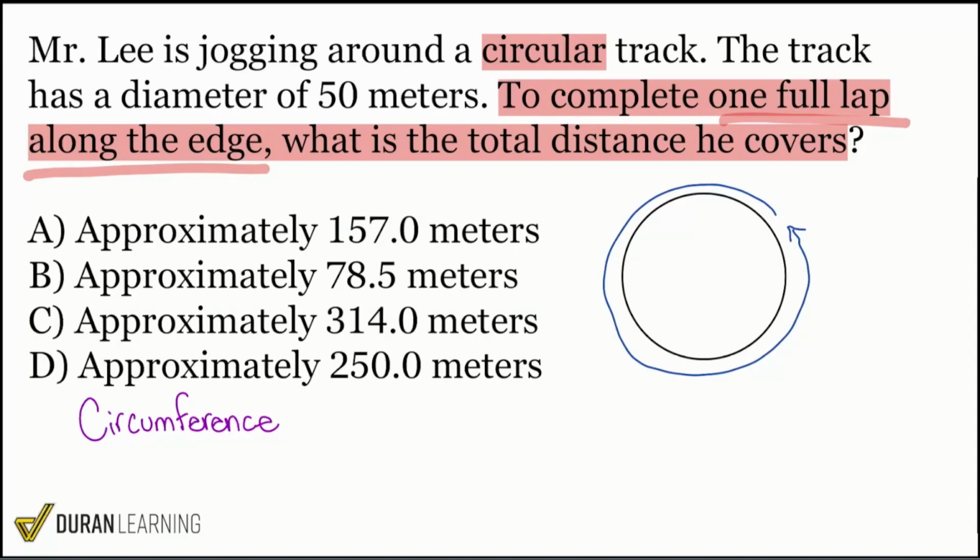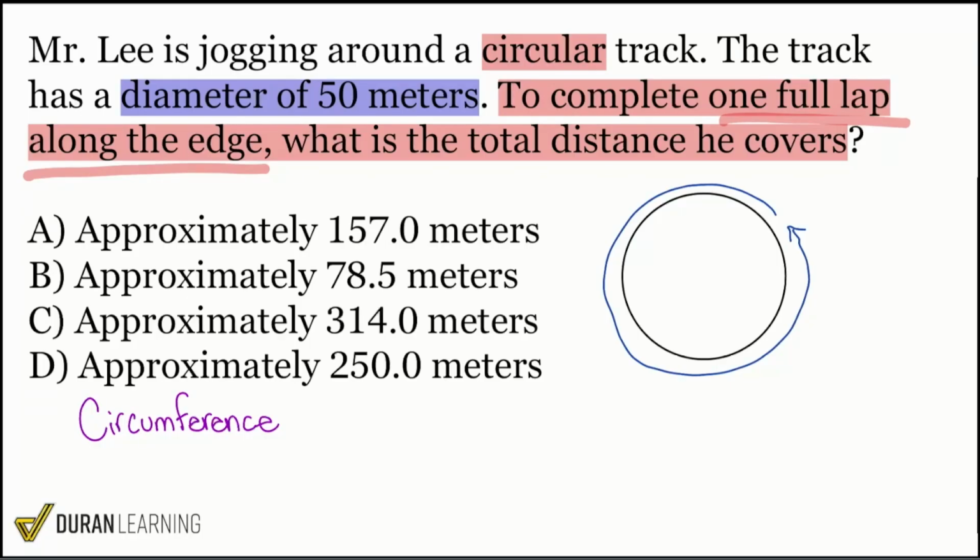Right here, check it out. It says the track has a diameter of 50 meters. So right there, the diameter is 50 meters. So now that we know that we are looking for the circumference and we know that we are given the diameter, everybody, does that make it a lot easier to point out which formula we're supposed to be using?